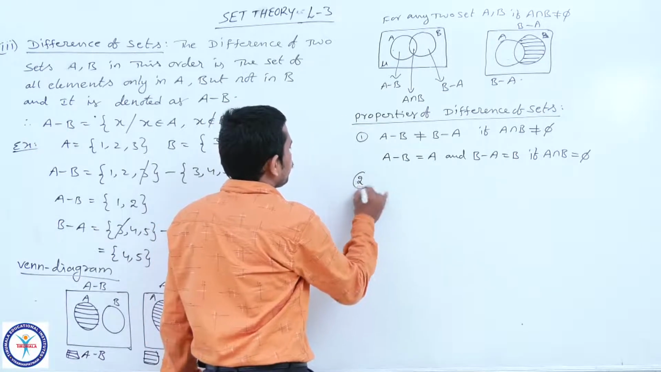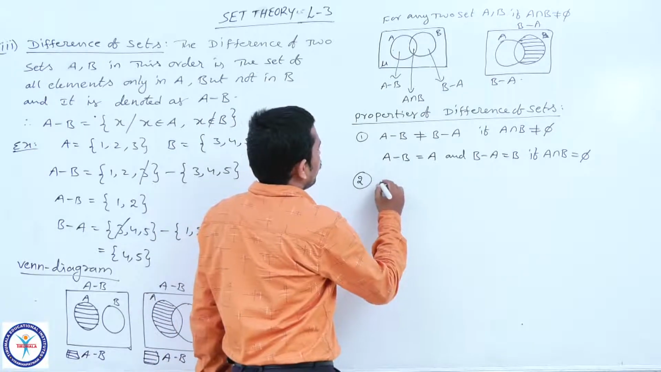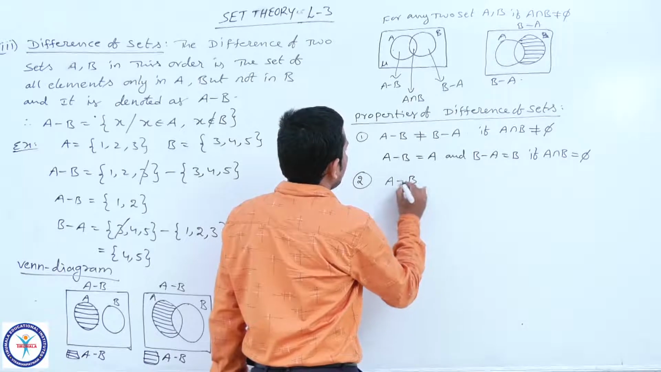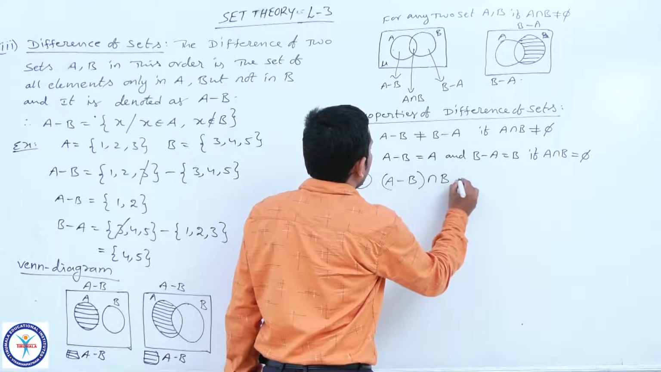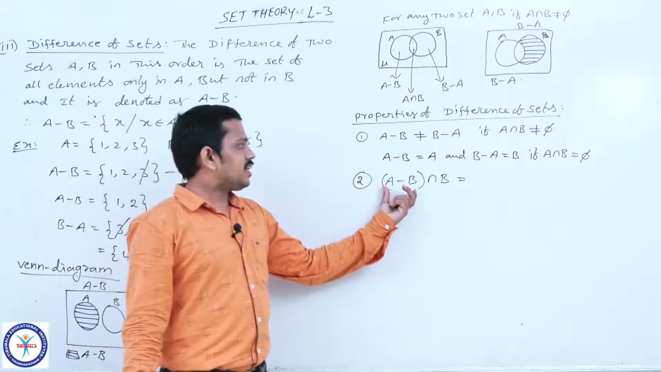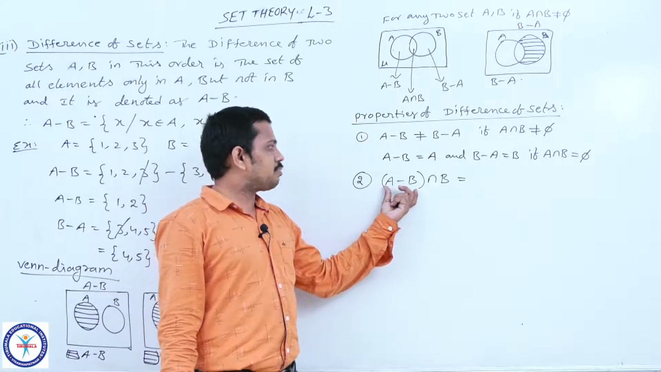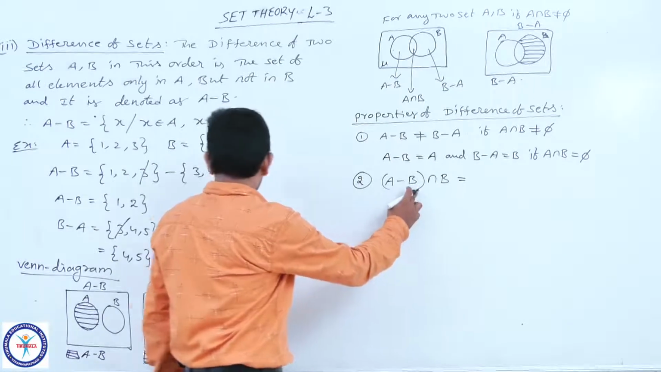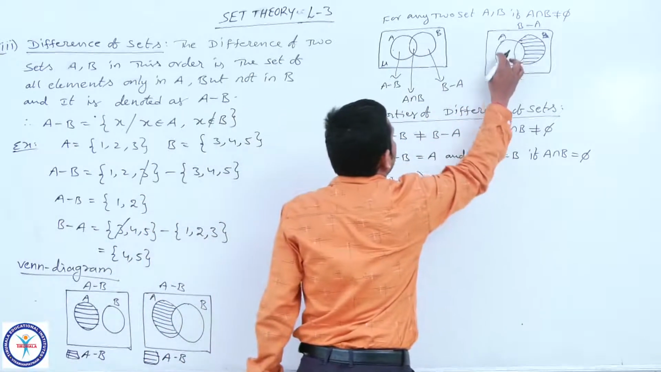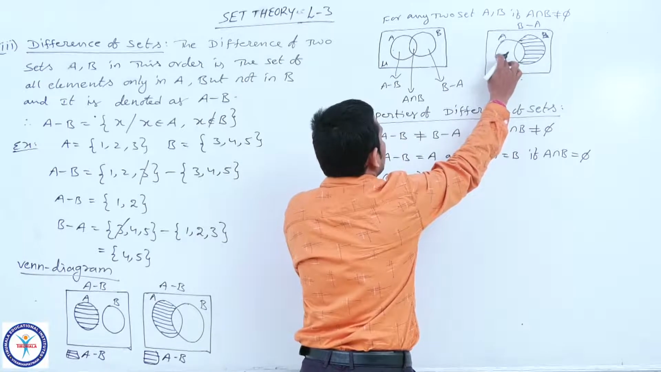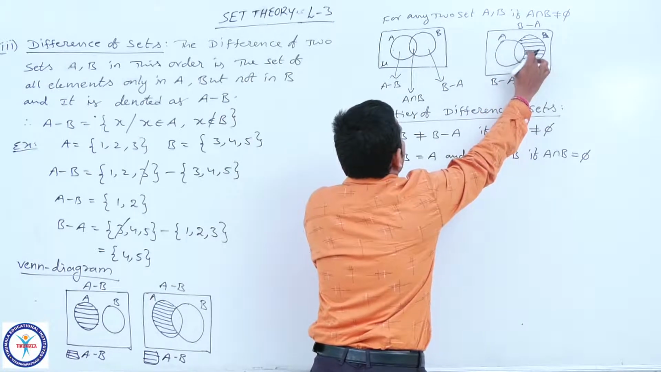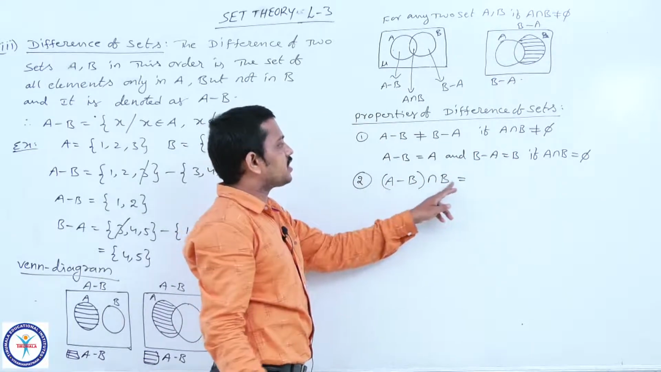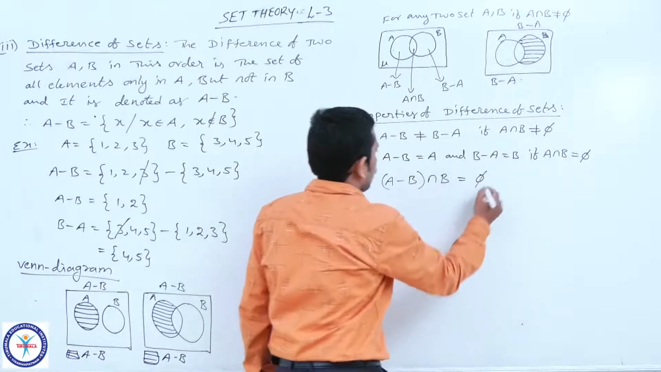Next one. What is A minus B intersection B? What is the common region? Here A minus B is this region. Intersection with B means there is no common region. So A minus B intersection B is always the null set.